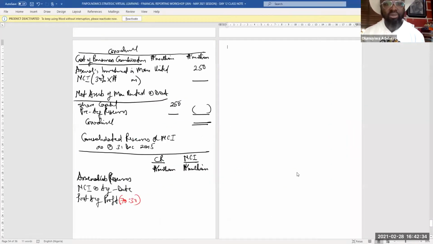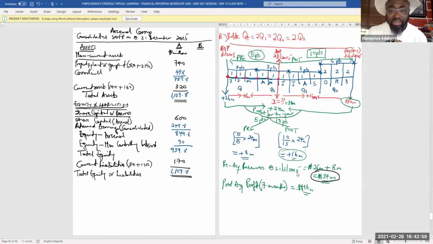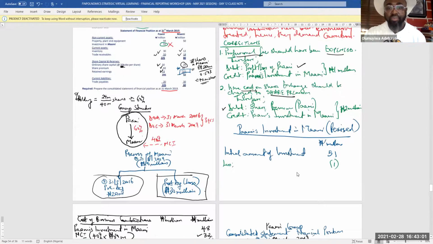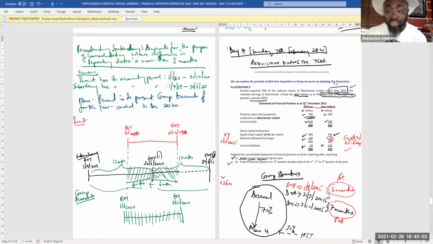Now let's determine our goodwill. I've copied and pasted the same format we had in the first one. Now, ACCA investment in Man U has not changed from 250. NCI is 30%, but we still don't know what the value is. What is the share capital of Man U? I think the share capital still remains at 250, which has not changed.